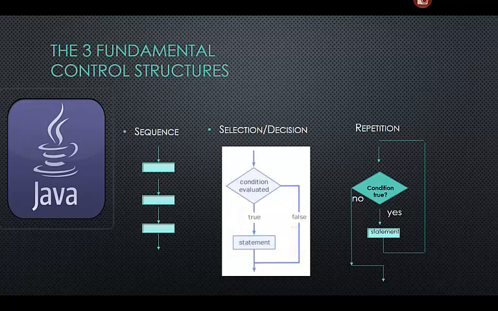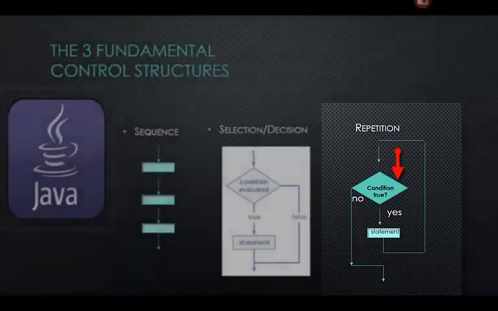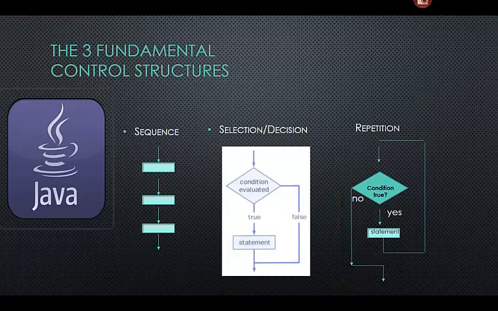The third is repetition. Again, notice the diamond shape. It's a decision point that has to be considered. If the condition is true, then we are going to do a certain set of statements. And then we will check the condition again. And if it remains true, we repeat those statements. We repeat those statements until that condition becomes false, at which point we go around the statements that are listed to be done with the loop.